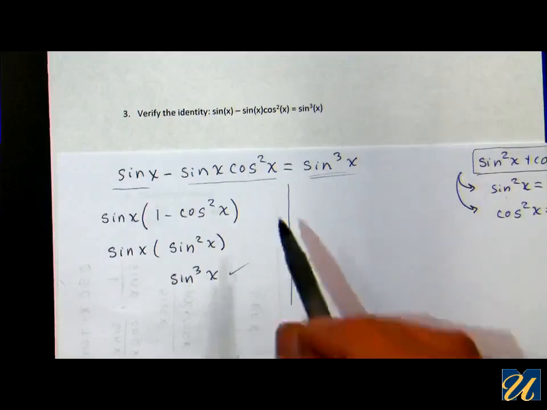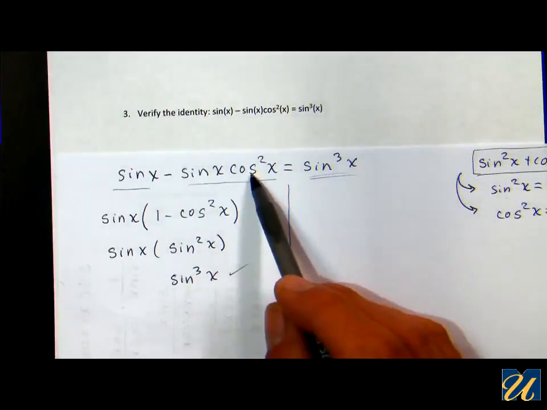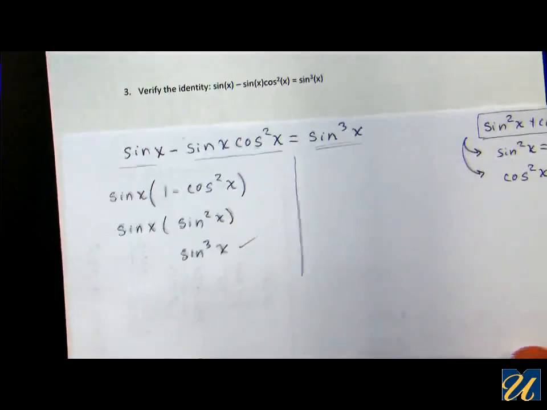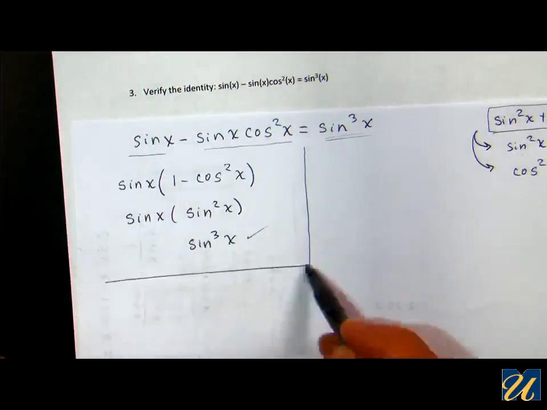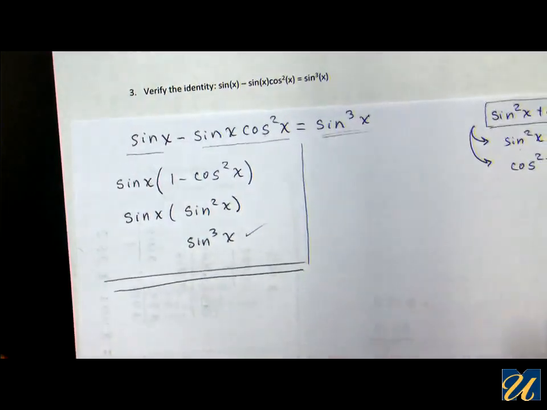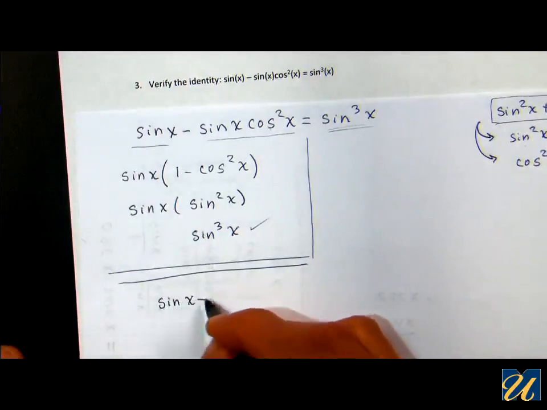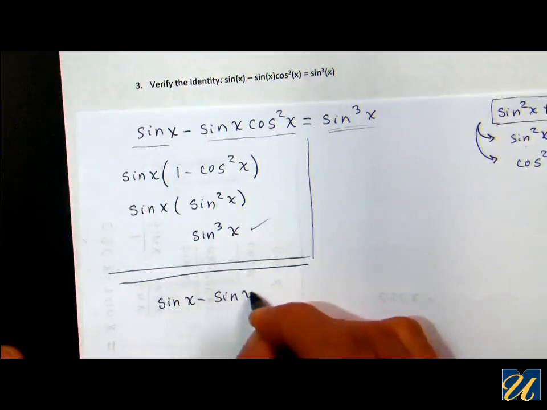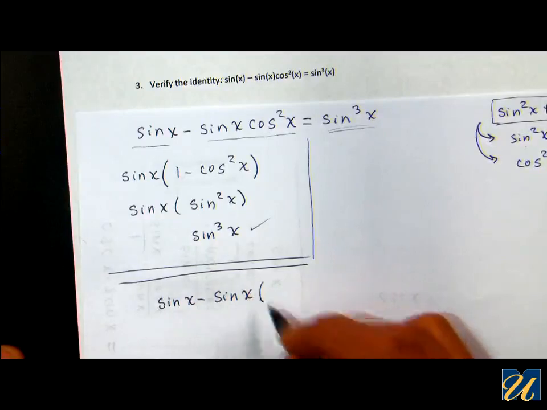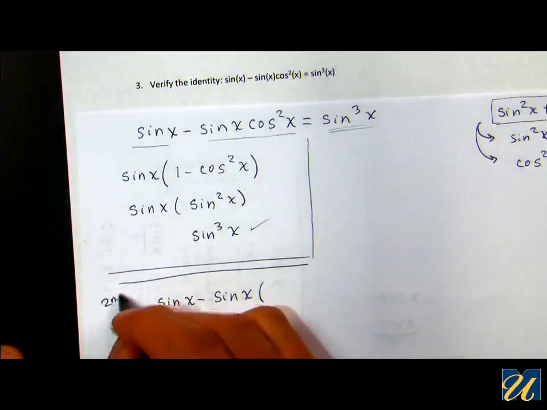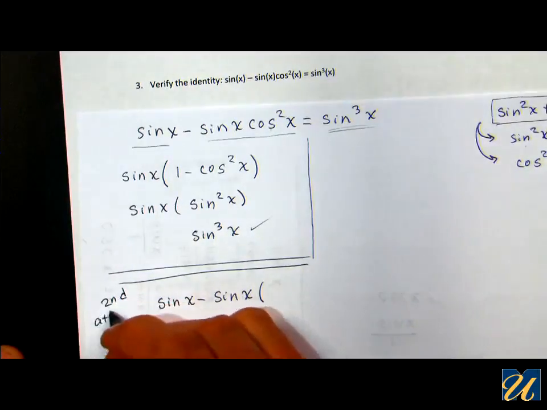Interesting to see if it would work by replacing this cosine square by 1 minus sine square. Maybe we should take a moment and just try that and see what happens. So let's take the original, sine x minus sine x times... This is the second attempt.